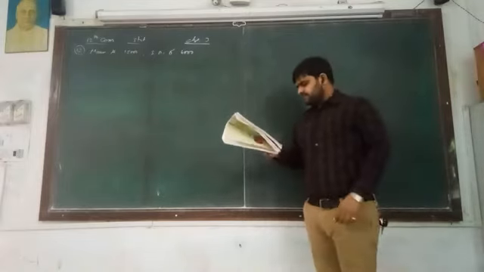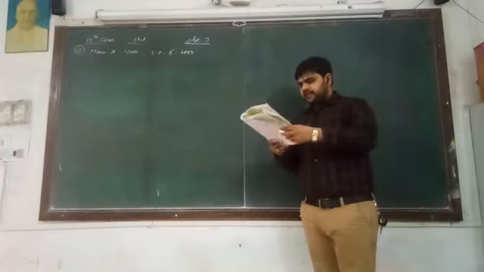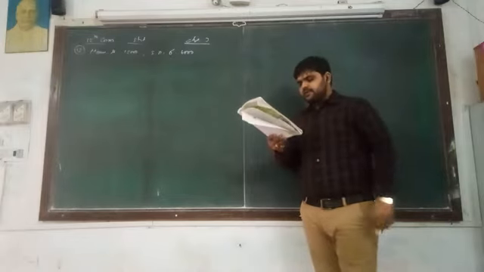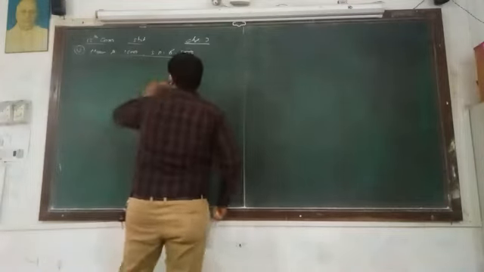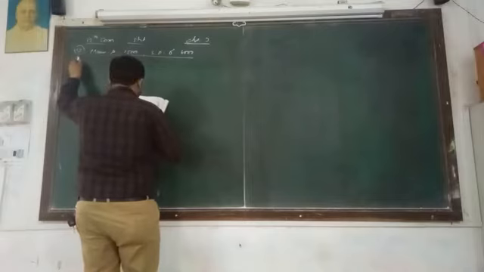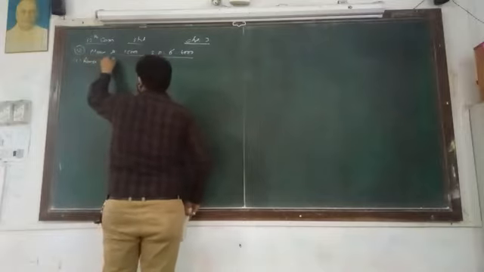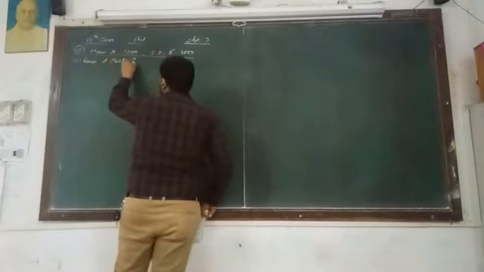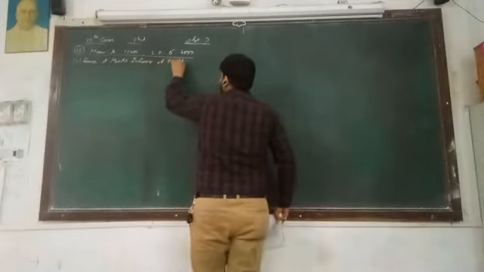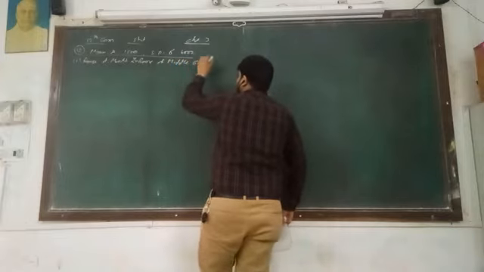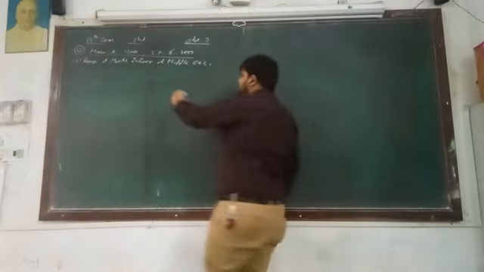Let's see. From the information, number one, obtain the range of monthly income for the middle 60% of employees. So here that is what we have to find out: the range of monthly income of the middle 60%. This is the first question.